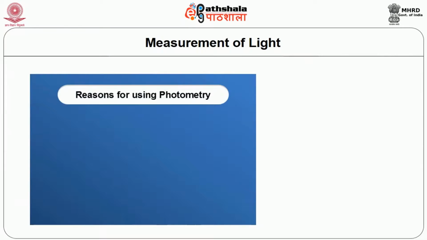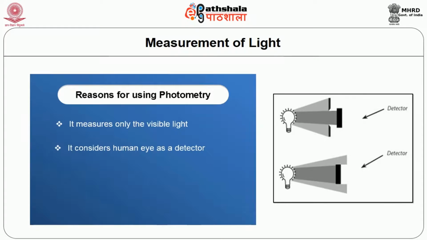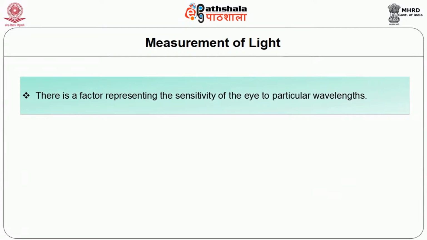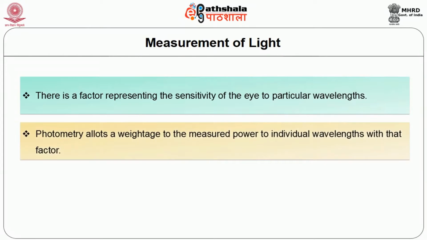For quantifying lighting intended for human use, photometry, which measures only the visible light, is used. It considers the human eye as a detector and gives data in multiple photometric units and measures. There is a factor representing the sensitivity of the eye to particular wavelengths. Photometry allots a weightage to the measured power of the individual wavelengths with that factor.